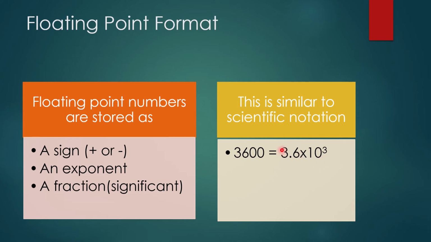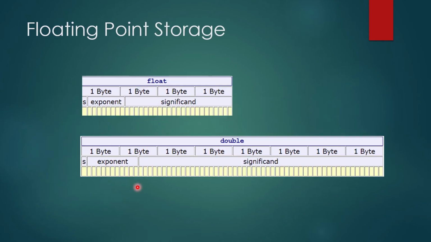And that's the way they store floating point numbers. They've got a sign for the number, an exponent, and then a fraction. The fraction is often called the significand, and floating point storage for a float has a sign, several bits for the exponent, and the rest goes into the significand.